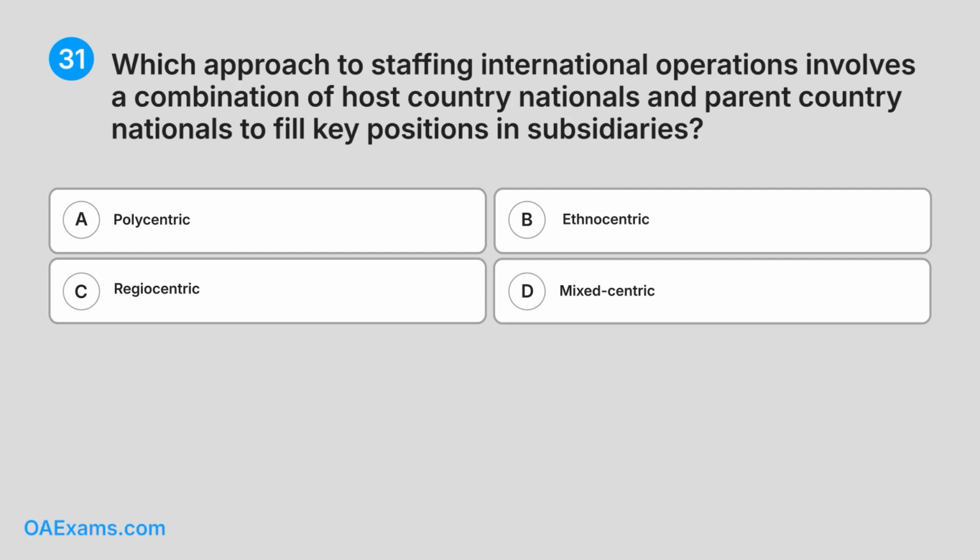31. Which approach to staffing international operations involves a combination of host country nationals and parent country nationals to fill key positions in subsidiaries? A. Polycentric. B. Ethnocentric. C. Regiocentric. D. Mixed-centric. Do you know the answer?